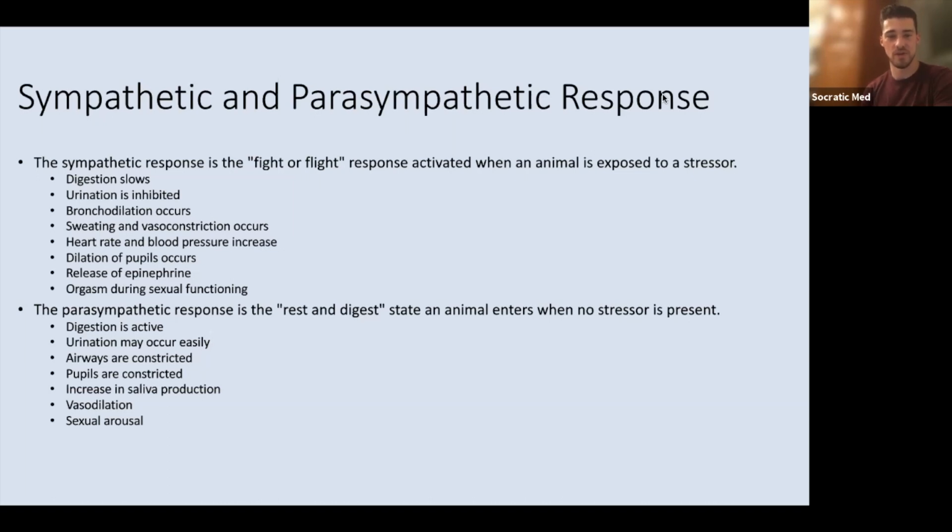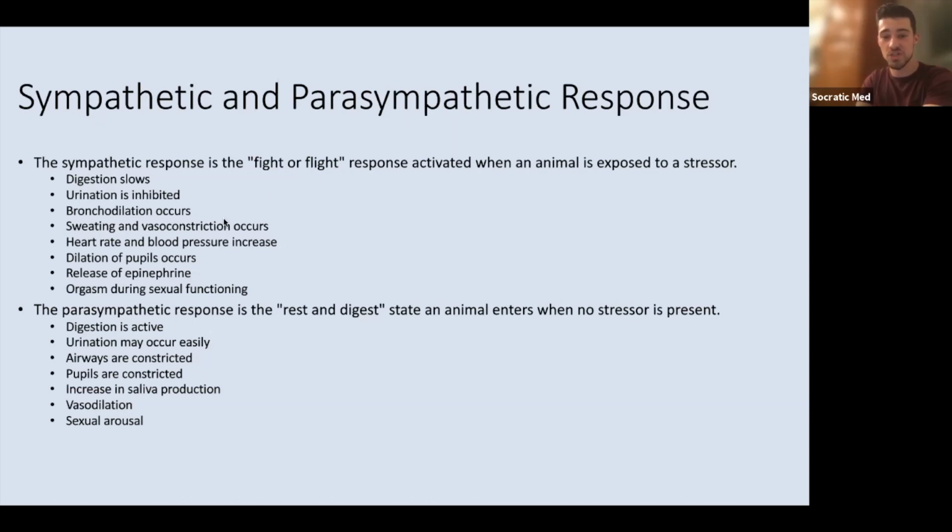a life-threatening situation, it's not very efficient to divert blood flow and divert energy to digesting food when you have a 600-pound animal in front of you that's trying to kill you, for example. Same thing, urination is inhibited, bronchodilation occurs, your lungs open up, we're increasing oxygen intake because we're burning energy really fast because we need it in that situation.